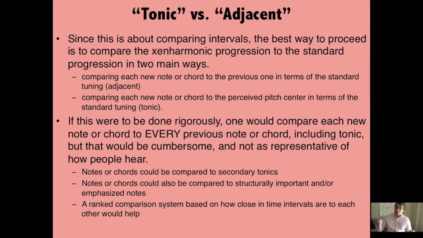In the adjacent way of comparing, you just compare everything as it's going, like in time. So you compare each new note or chord to the previous one in terms of the standard tuning. And then for a tonic-based referential approach, you would compare each new note or chord to the perceived pitch center in terms of the standard tuning.